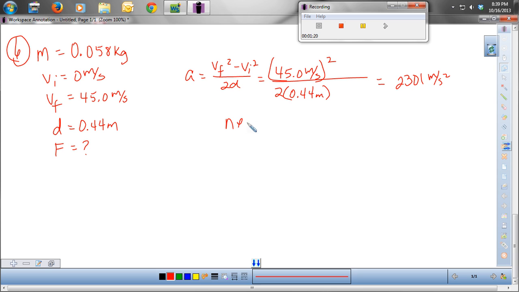Now I want to do the force, because that's what they're asking me about. Net F is equal to ma. The mass is 0.058 kilograms. The acceleration is 2,301 meters per second squared. And if net F equals ma, when I multiply m times a, I got my net force to be 133 newtons.